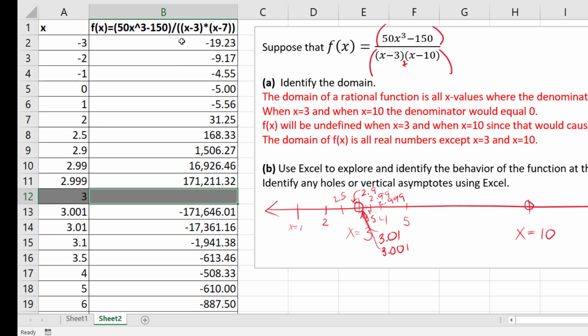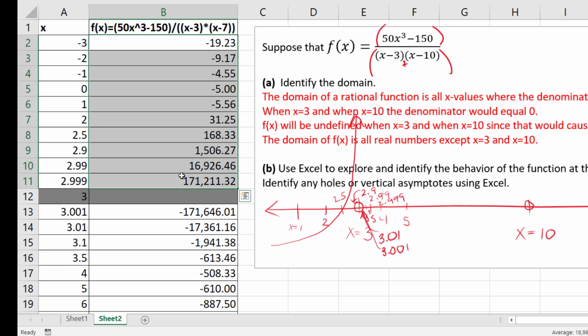All right, let's explore what's going on here. As x values approach 3 from the left side, notice what's happening to the y values. They're first negative, then they're getting higher and higher, becoming positive, getting higher, higher, higher. They are shooting up towards infinity. So it seems that as the x's approach 3 from the left side, this function is shooting upward towards infinity.